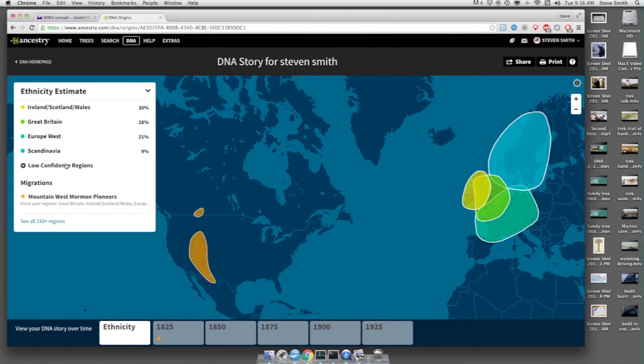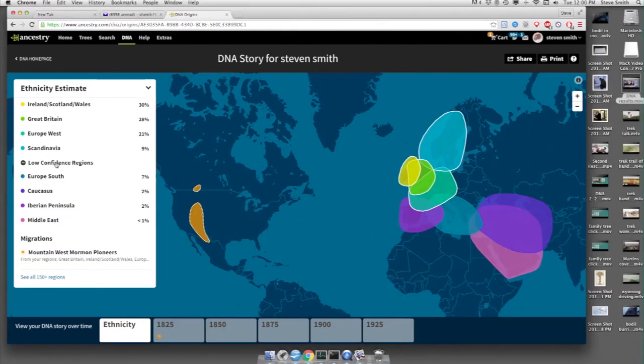Okay, let's look at the low confidence areas. Okay, you're up south, light blue, 7%. That's still a pretty good chunk. That'd be Italy and the Greece area. That's South European. Then the Caucasus: Eastern Mediterranean, Turkey, Iran, Iraq, that area. Okay, and then Iberian Peninsula. That's this area below France, Portugal and Spain. And less than 1%, Middle East.